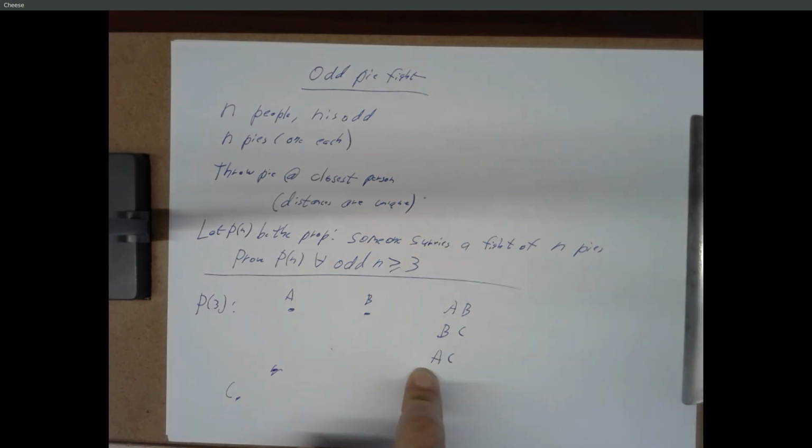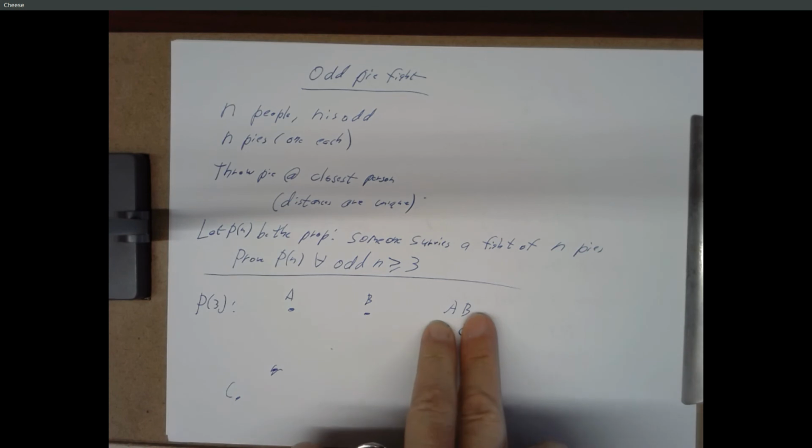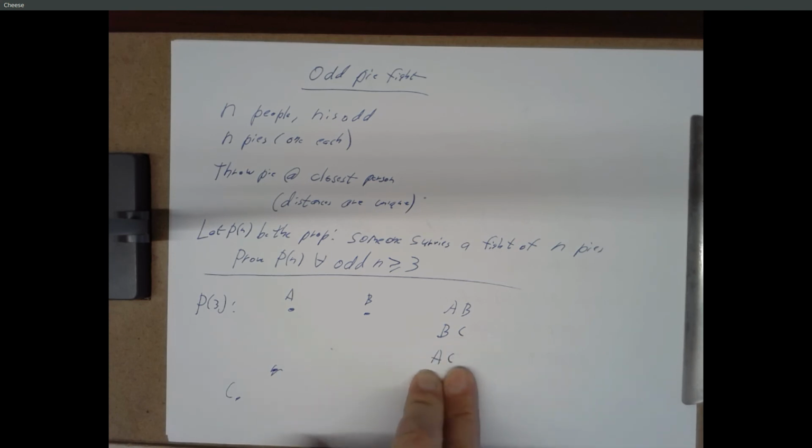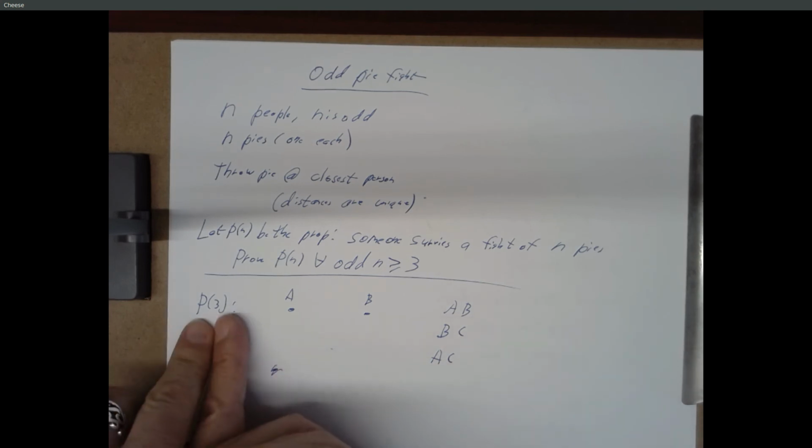Right? And I didn't say it, you can't throw the pie at yourself. Right? You throw it at the person closest to you. So if A and B throw their pie at each other, person C will throw their pie at either A or B, and C survives. If B and C are closest, they throw their pies at each other. A throws their pie at either B or C, and A survives. And if A and C are closest, they throw their pies at each other, and B throws their pie at either A or C, B survives. So the proposition is true for 3 people.